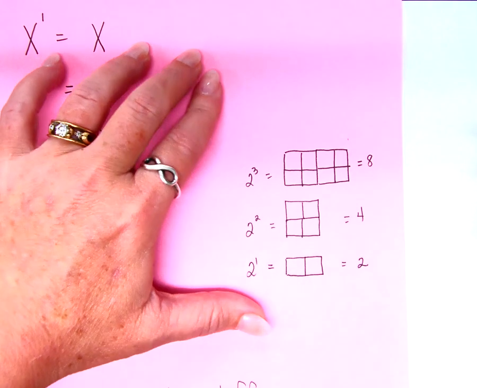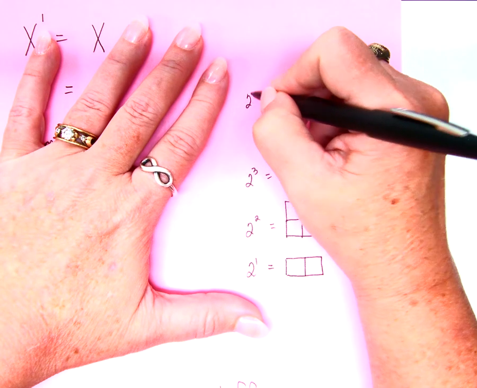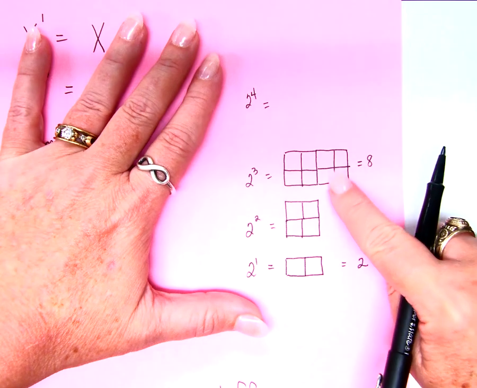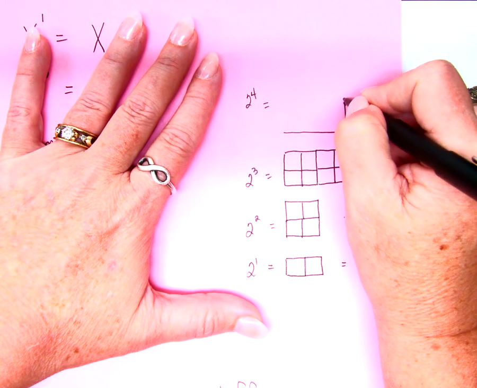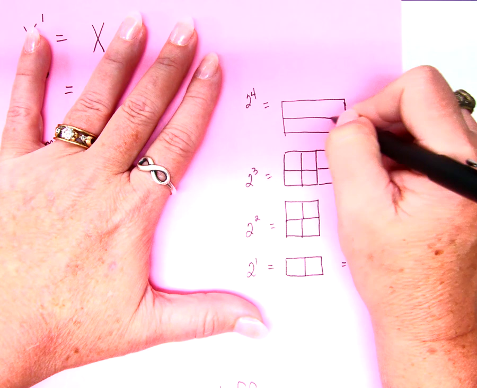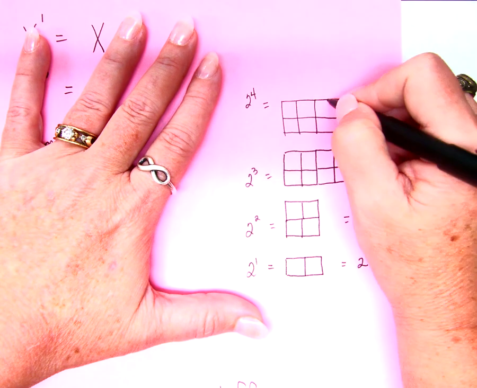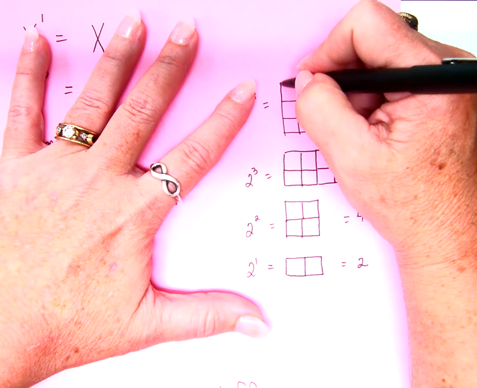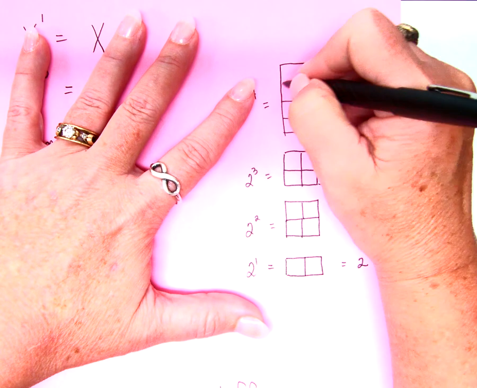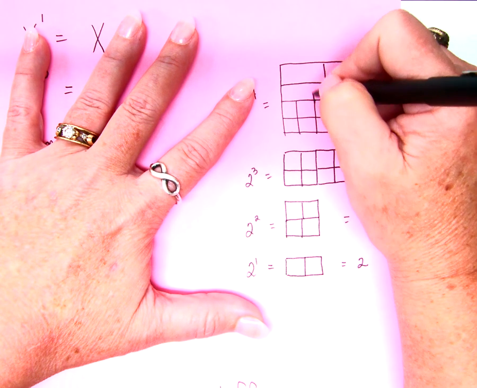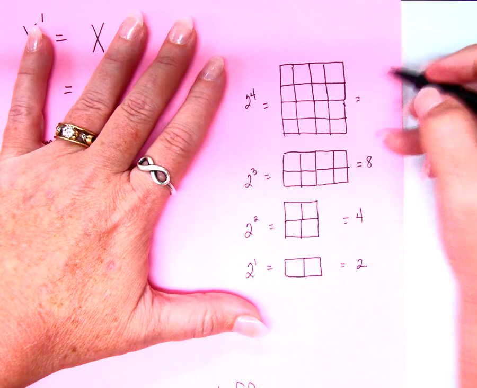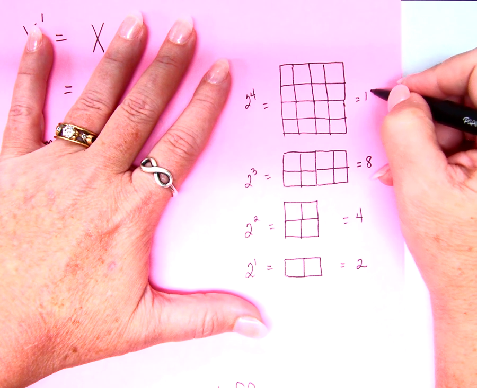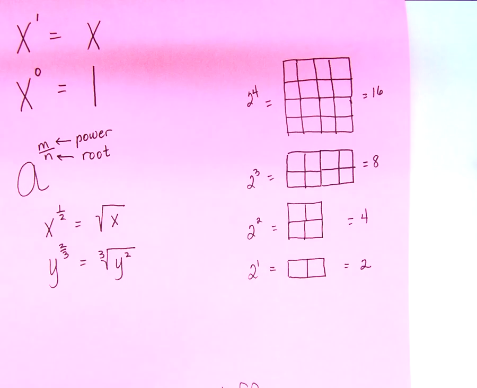You okay so far? What about 2 to the 4th power? Aren't I just doubling this shape? So there's the shape I just had, and then I'm doubling it. So how many are there? 16, right? Now there's quite a few patterns here that I need you to notice.